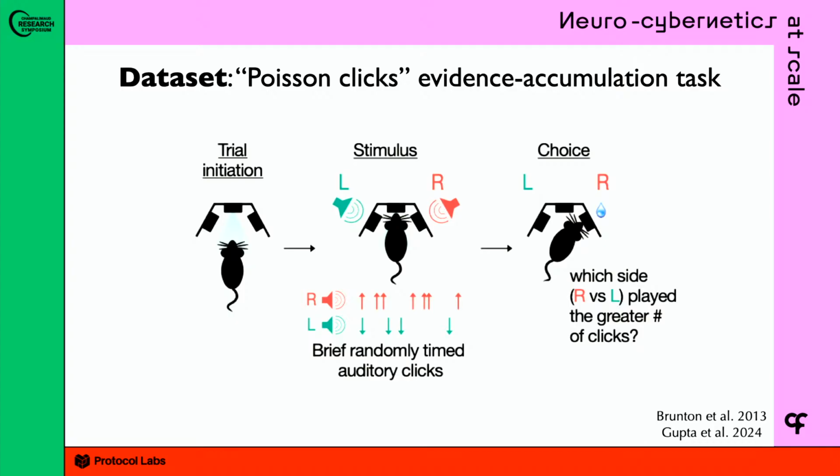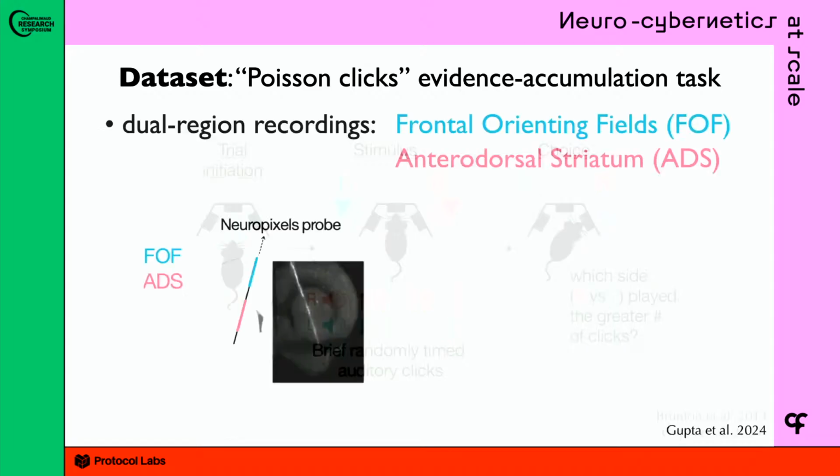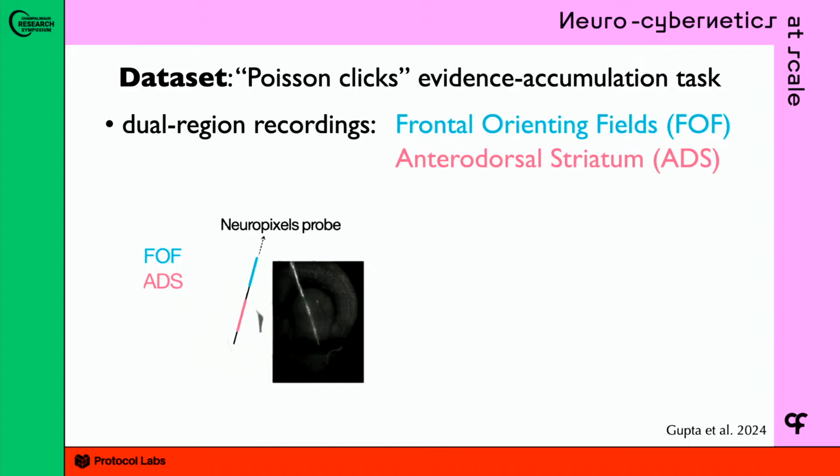The data set that we will be analyzing here comes from some dual region recordings that were carried out by Diksha Gupta, who is a former PhD student in Carlos's lab. She's now a postdoc at the Sainsbury Wellcome Centre. What she did is she made Neuropixels probe recordings in 2 different regions in the brain. The probe penetrates through cortex, and she recorded a group of neurons in the frontal orienting fields, or FOF. That's cortical, and then it descended into the striatum, a part known as the anterodorsal striatum, or ADS.